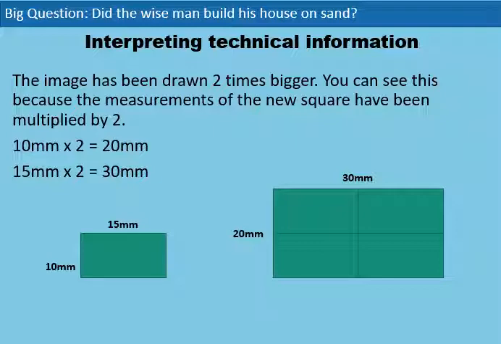If we look at that smaller rectangle first, you can see that 10 millimeters has been times by 2, which gives you 20. 15 millimeters, if that's times by 2, it gives you 30. Therefore, the bigger rectangle measures 20 millimeters by 30 millimeters. This means it is 2 times bigger because it's twice as big as the smaller rectangle. This is also known as scaling up.